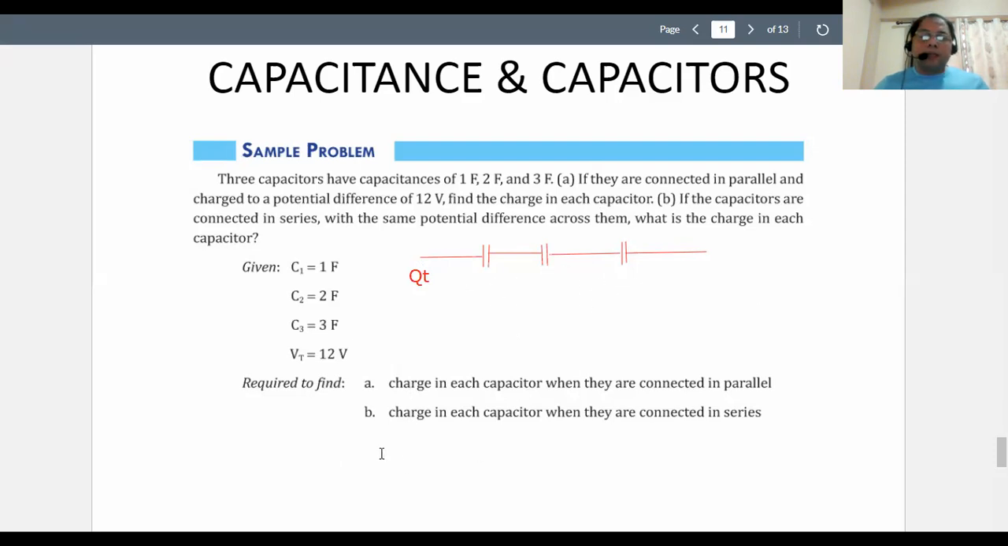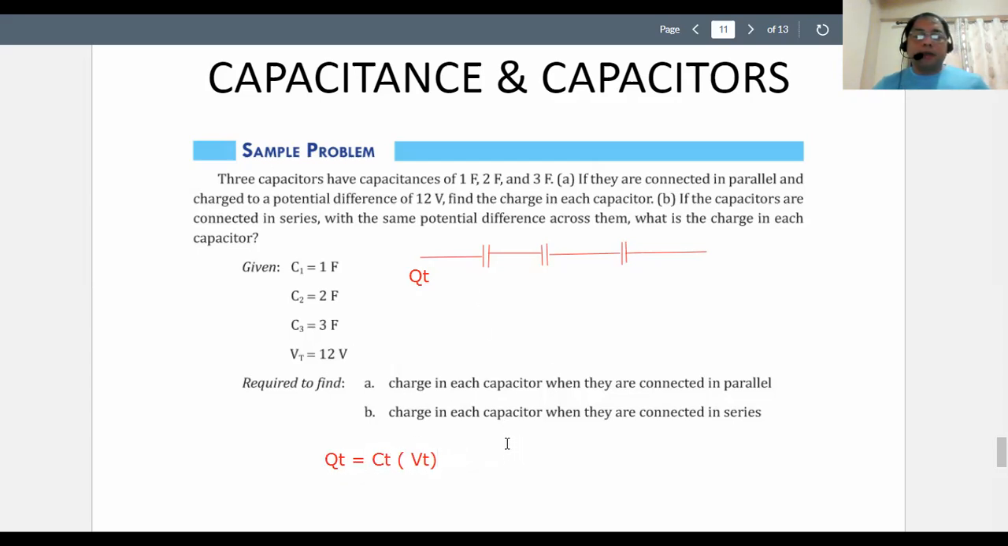So maybe now all that we need probably is to find Q total. And how do we get Q total? It's C total times V total. So the total voltage is 12 volts. The only problem is how much is C total.